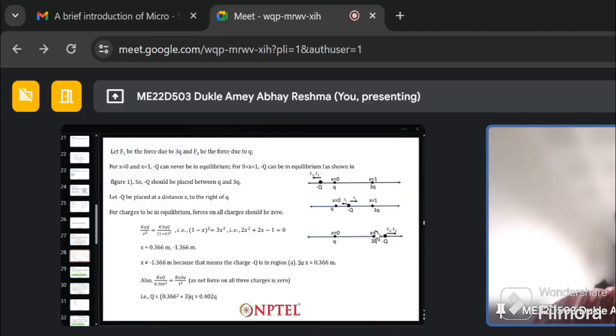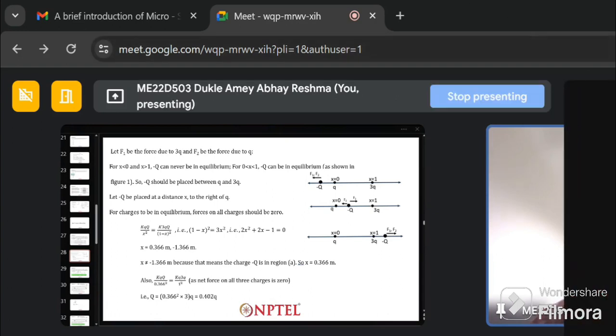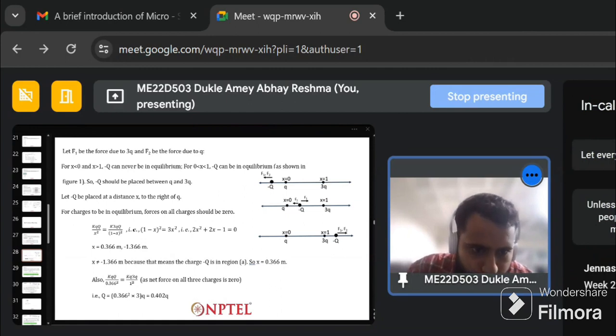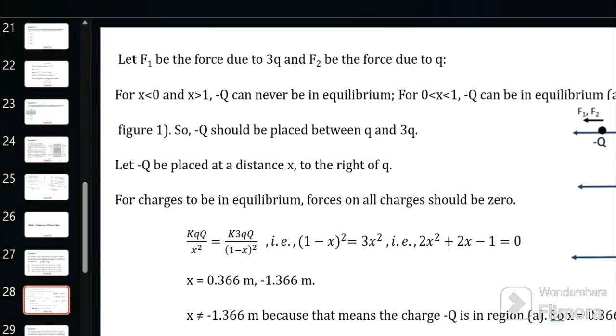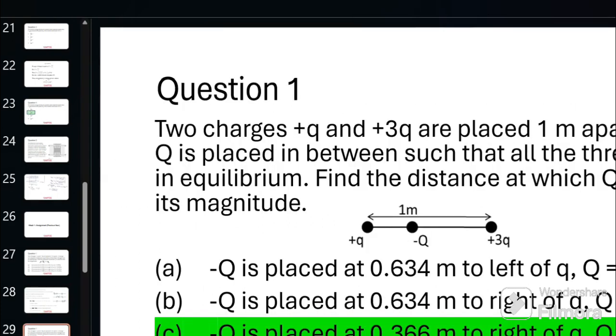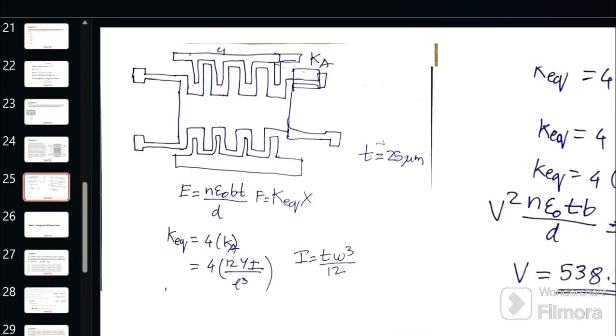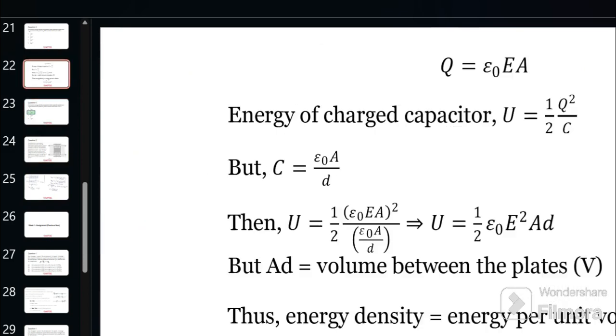So anyone else? I think we have one message. Yeah. What is the answer for question 4? Okay. So we'll just wait for Jenna's answer. We'll just answer her query and then we'll proceed with this because this question is already done. So we'll just move to practice assignment question 4.